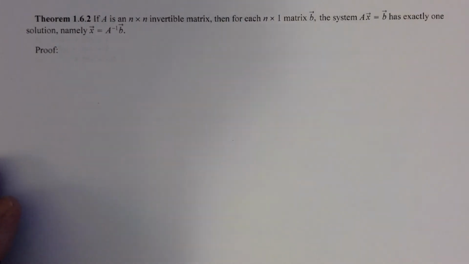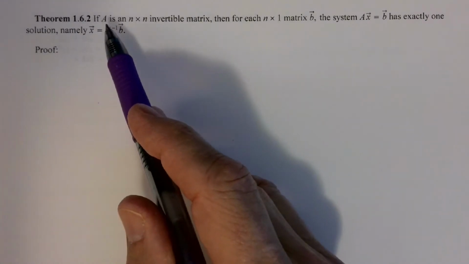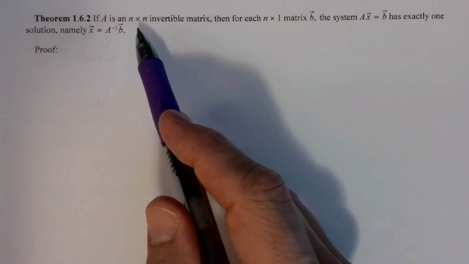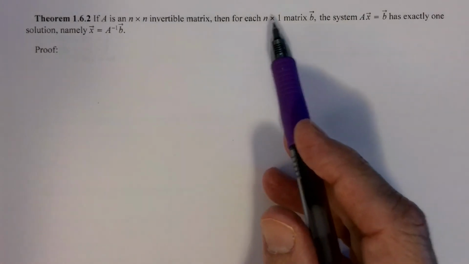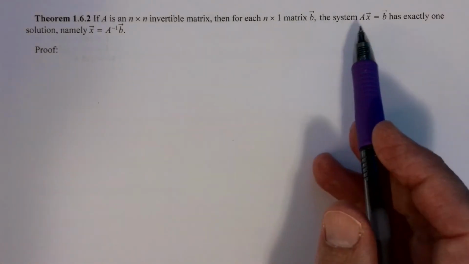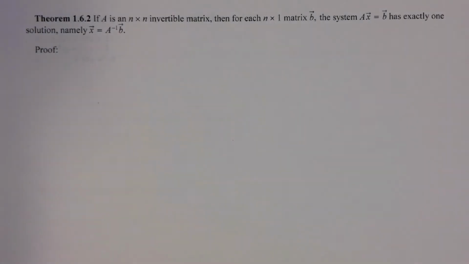So we just showed an important theorem that for any linear system, there is either no solution, one solution, or infinitely many. Okay. Now, this theorem is going to take a look at the case where we have a system with a coefficient matrix A that is square, n by n, and invertible. And in that case, for each n by 1 matrix B, this will be the constants matrix, the system AX equal B has exactly one solution, and namely that's the solution right there.